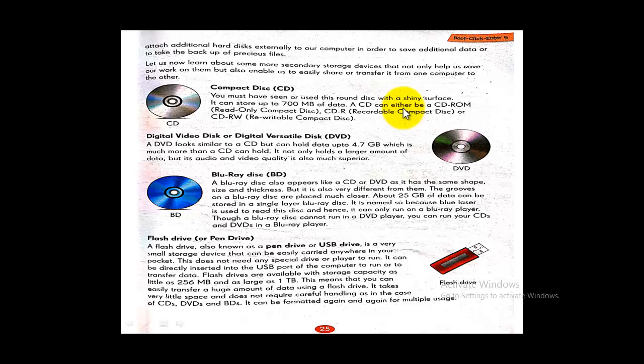A CD can either be a CD-ROM, that is read only compact disc, or CDR, that is recordable compact disc, or CDRW, that is rewritable compact disc. A CD-ROM is a read only compact disc.